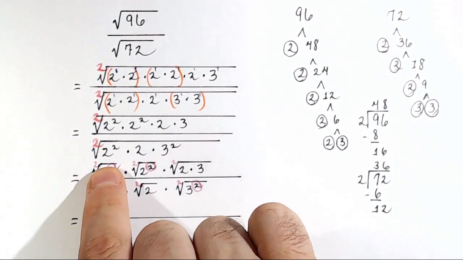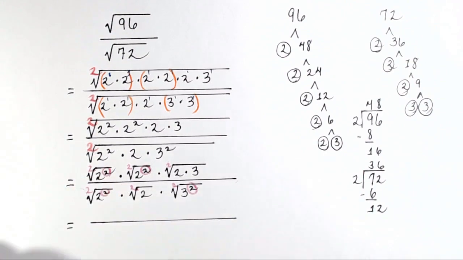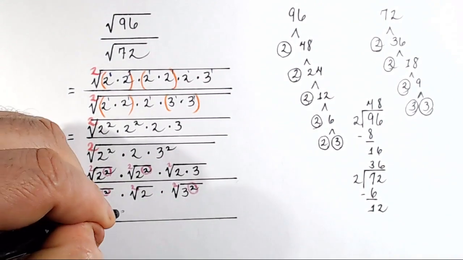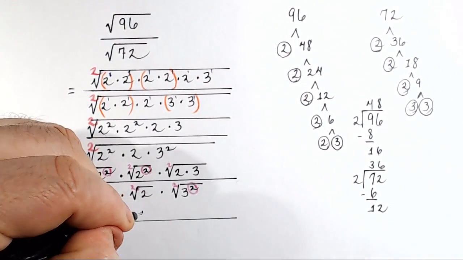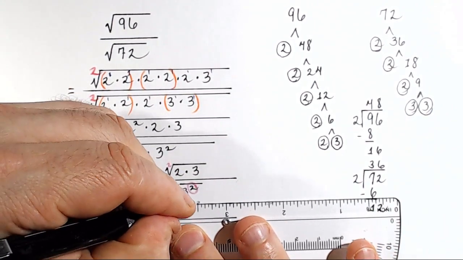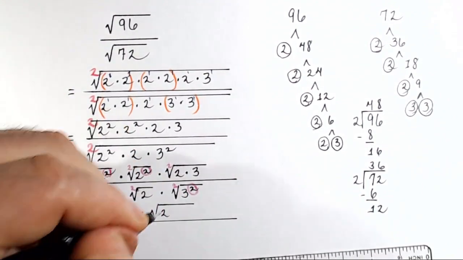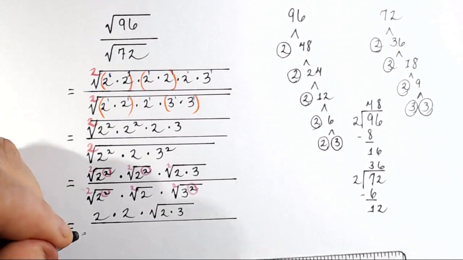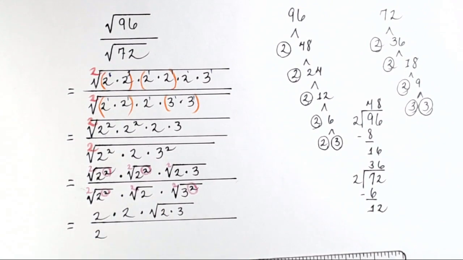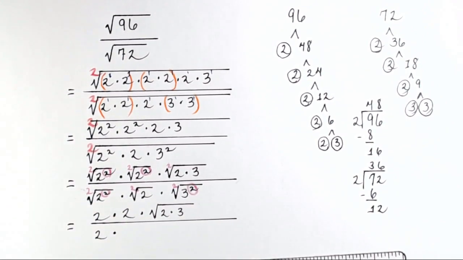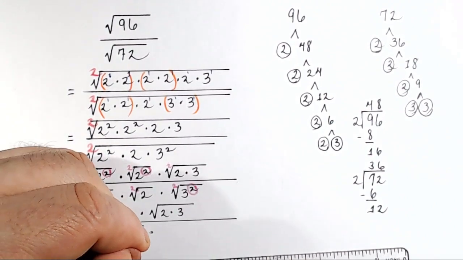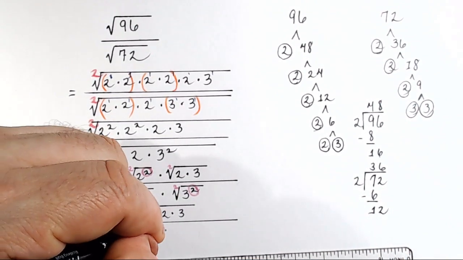So in this case, the square root of 2 squared becomes 2. It just simplifies down to 2. Same thing here. The square root of 2 squared becomes 2. And then we leave this final square root of 2 times 3 just like that. On the bottom, we'll do the same thing. Square root of 2 squared just becomes 2, times the square root of 2, times the square root of 3 squared, which just becomes 3.